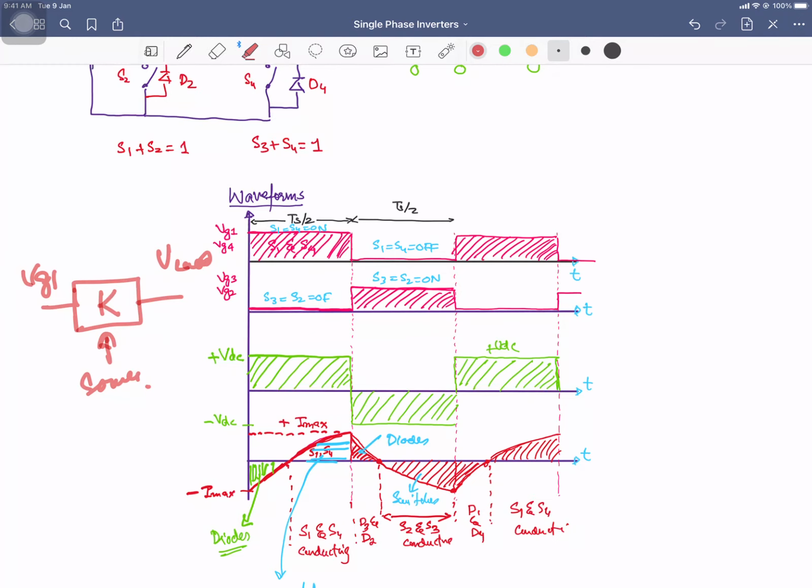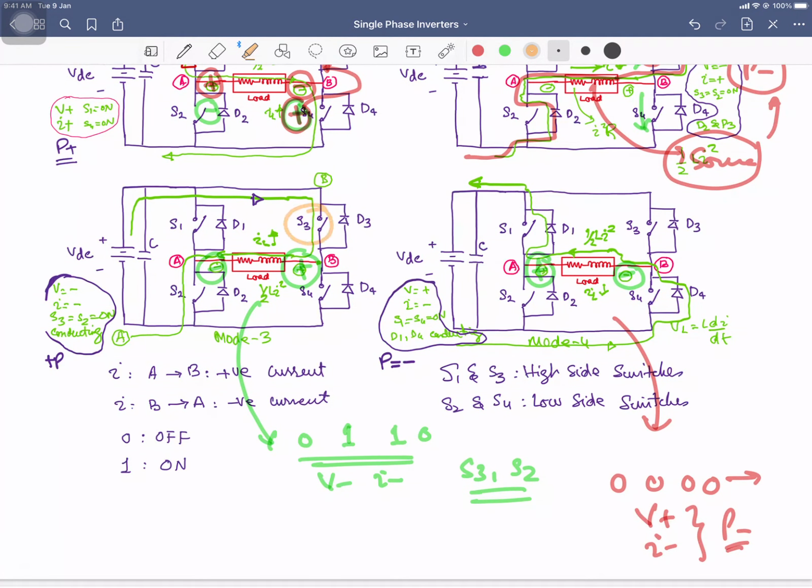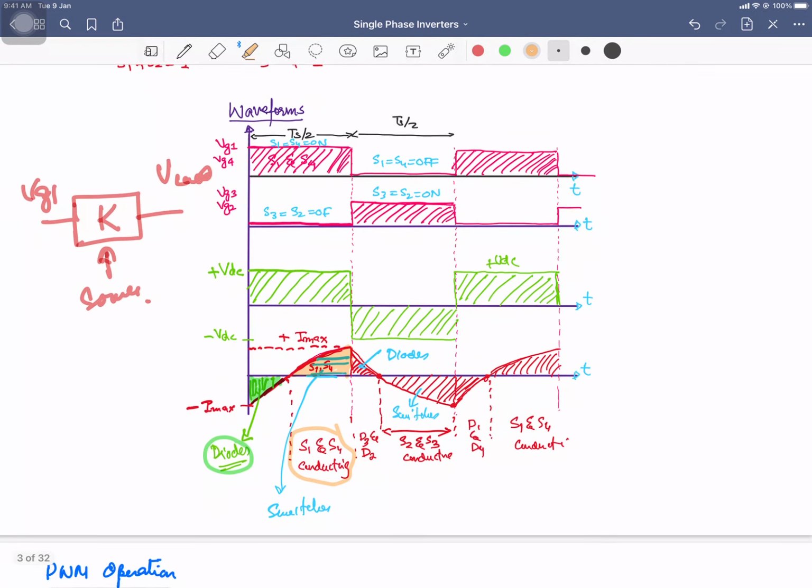over here the thing that is to be understood is this portion: in this portion two diodes are conducting, and in this portion the switches are conducting. So S1 and S4 are conducting. Once you remove the gate voltages from S1 and S4 and you apply the gate voltages to the opposite switches, right? Then first of all the energy stored in the inductor is dissipated.